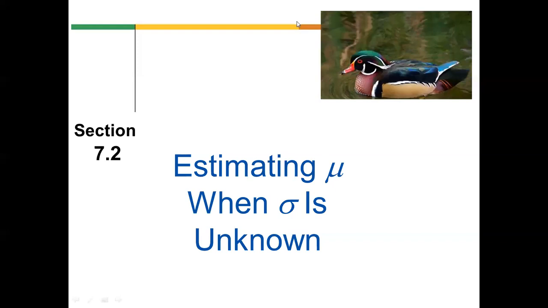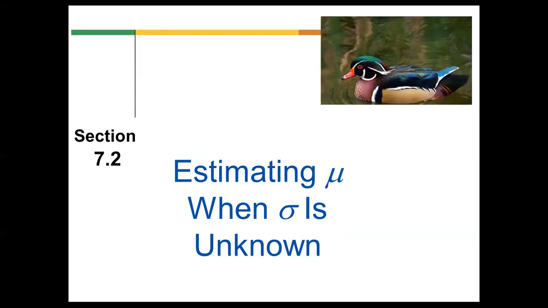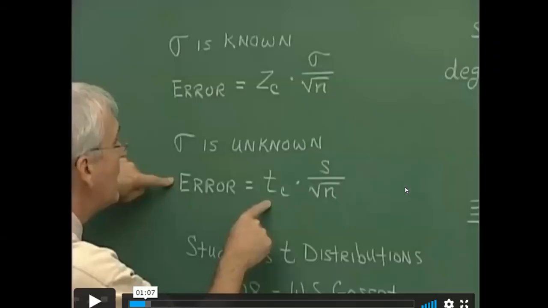All right, this is more in tune with reality. We still want to estimate the mean of the entire population. But now we don't know what sigma is, which makes sense, because if you don't know the mean, you're not going to know the standard deviation. So that was kind of nonsense.